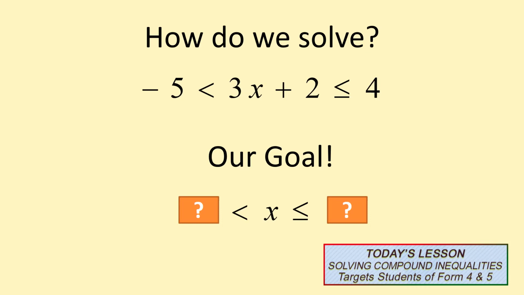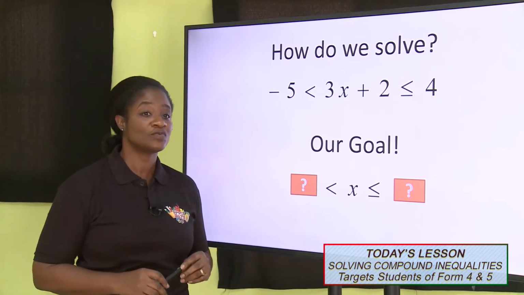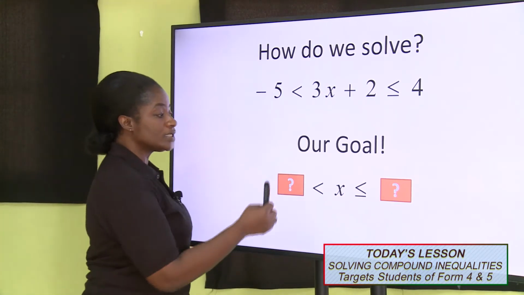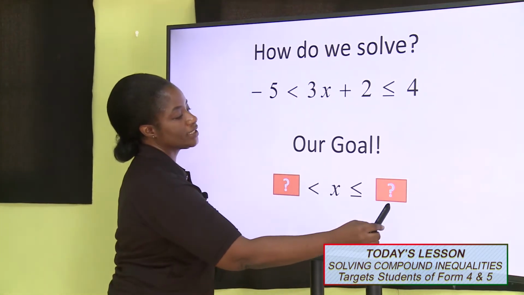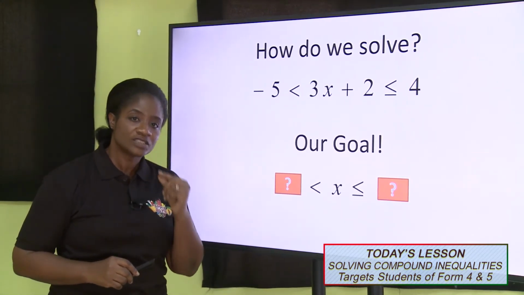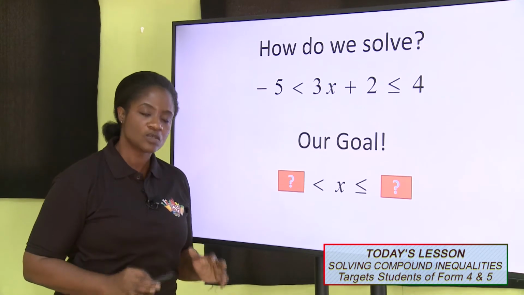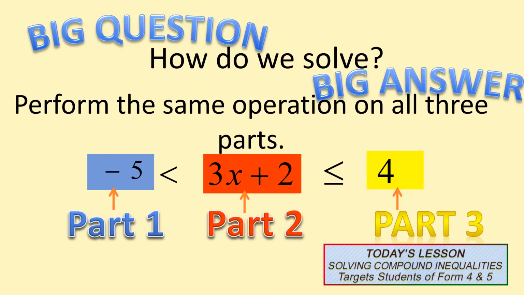And so, how do we solve this compound inequality? The thing is, solving indicates that we are finding a value for the unknown, which is, in this case, X. So our goal at the end of our solving is to have X bound between two numbers. Keep in mind, we are trying to isolate X. And once we do that, we would have solved this compound inequality. Let's go.